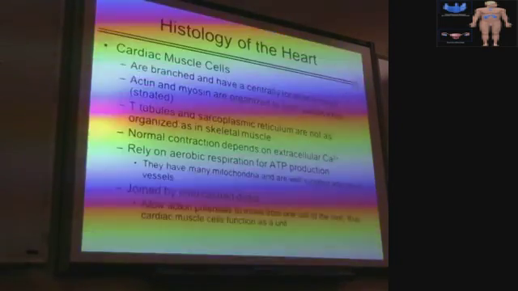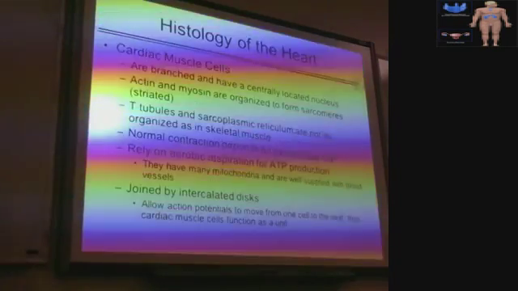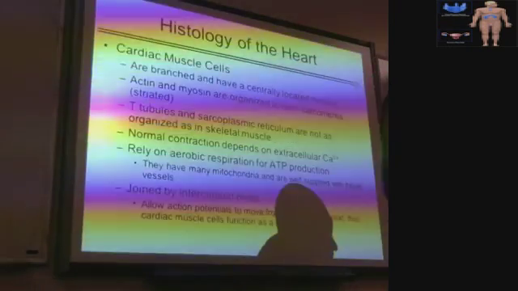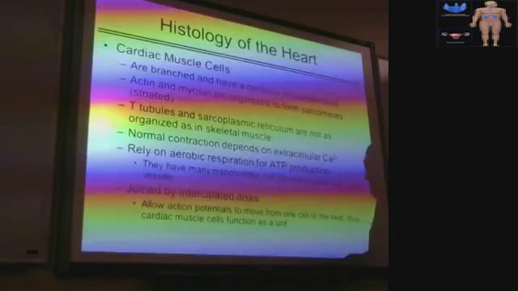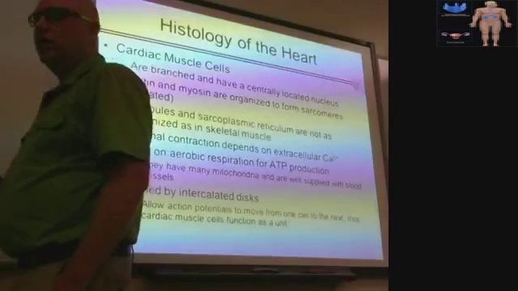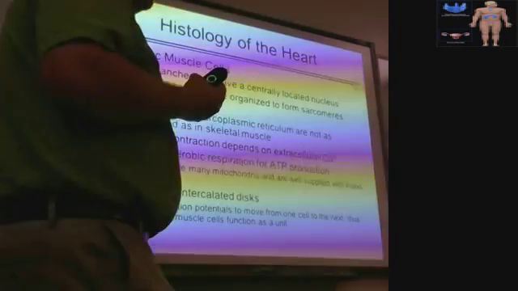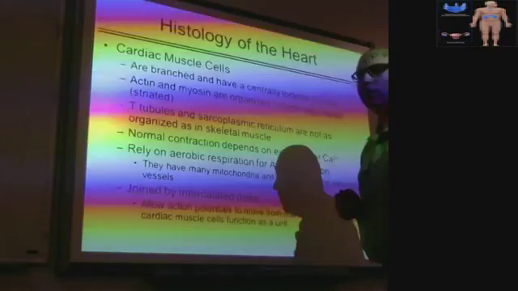It also relies exclusively on aerobic respiration for ATP production, because the heart does not function on anaerobic pathways. It's just like the brain. It won't function very well without a supply of oxygen. They have many mitochondria and are supported extremely well with blood vessels in order to maintain a high amount of oxygen in the heart muscle.